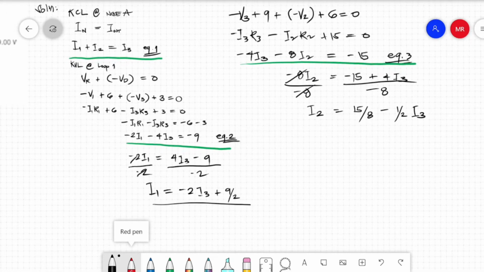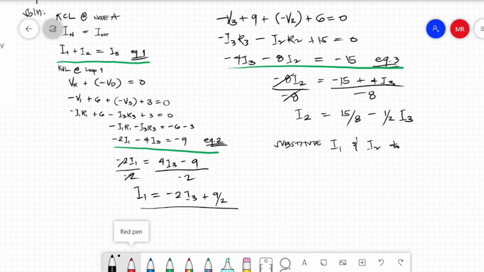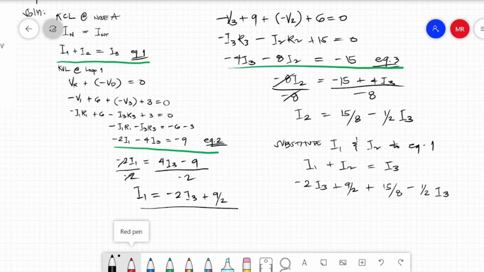So, substitute I1 and I2 into equation 1. According to our equation 1, I1 plus I2 is equal to I3. Where I1 is equal to negative 2I3 plus 9 halves, and I2 is 15 over 8 minus 1 half I3, equals I3. So if you'll notice, we can now get I3 from this equation.